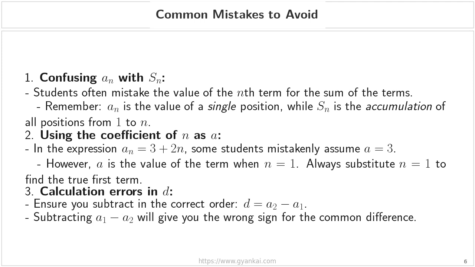Finally, watch out for calculation errors when finding the common difference. When you are calculating d, you must subtract in the correct order, which is a sub 2 minus a sub 1. If you accidentally subtract the other way around, a sub 1 minus a sub 2, you will end up with the wrong sign, meaning your common difference will be the opposite of what it should be, which will throw off your entire sum.